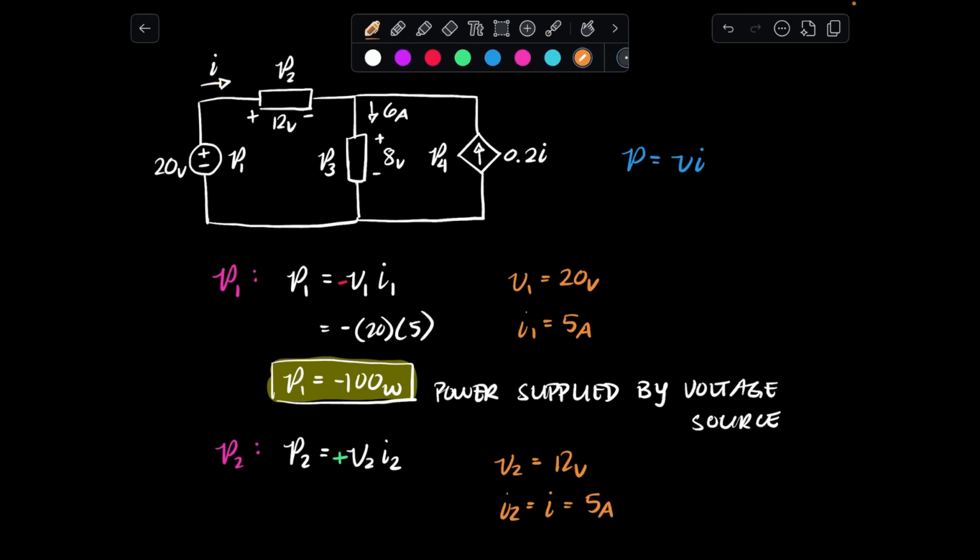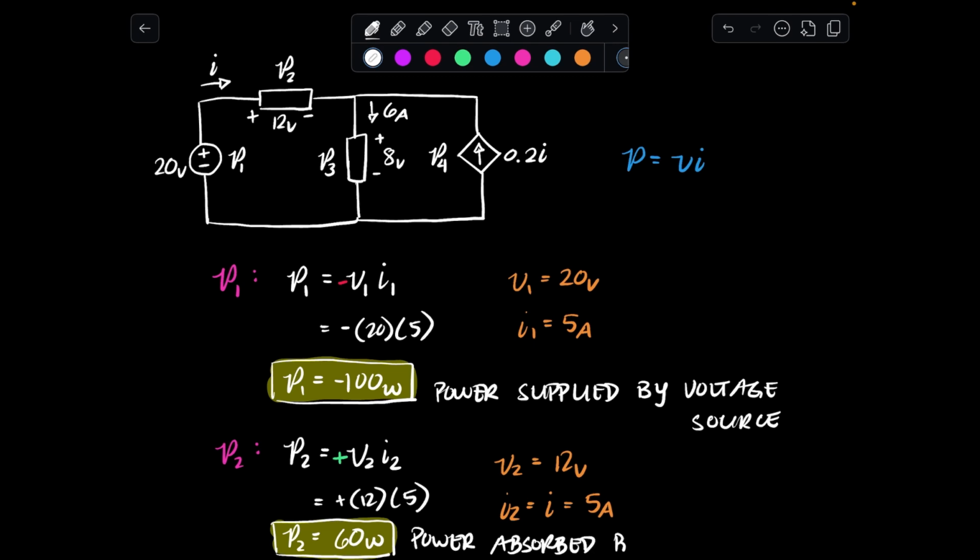That was given already. And so we have that P sub 2 is equivalent to positive 12 volts times 5 amps. Therefore, P sub 2 is equal to positive 60 watts. And because it is positive, we know that power here is being absorbed by the resistor.